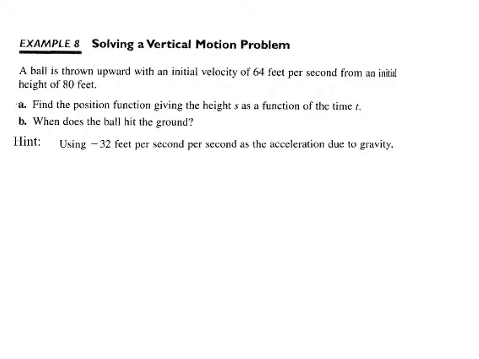The initial height, which remember we used S, they ask us for S as our height. So S of t is what we're looking for, but here what we're told is that we have an initial height of 80 feet. So that's S when t equals 0. So S of 0 equals 80 feet.